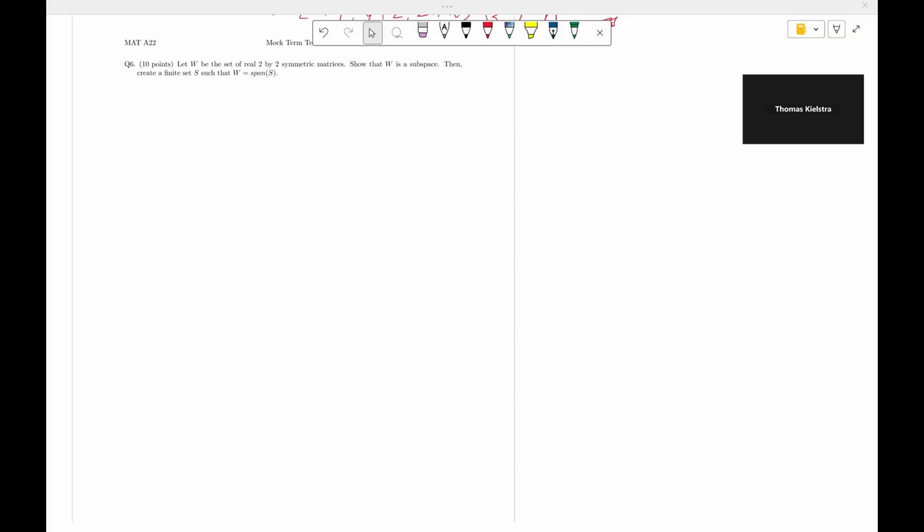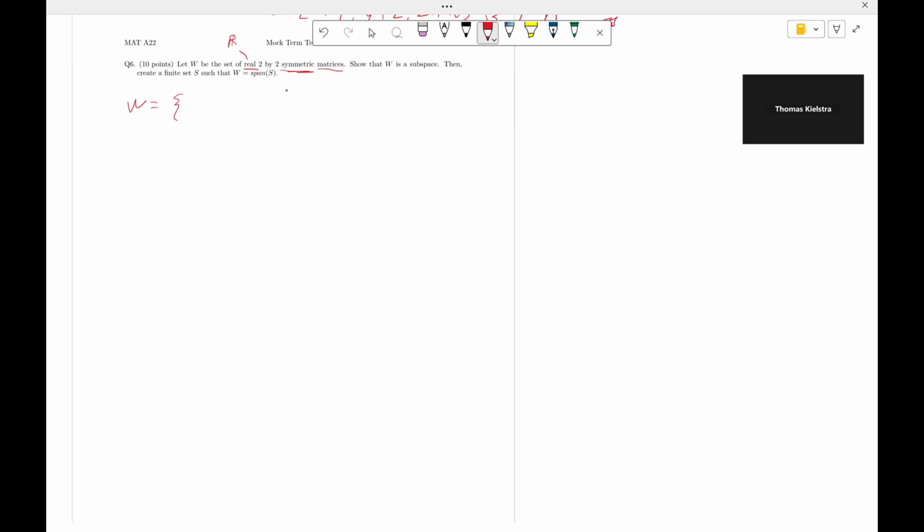Okay. So in this question, we're asked to let W be the set of two by two symmetric matrices, real two by two symmetric matrices, and show that W is a subspace. So here I've got two things. I've got real two by two matrices, which means my field is R, and it's two by two matrices. But there's this symmetric.